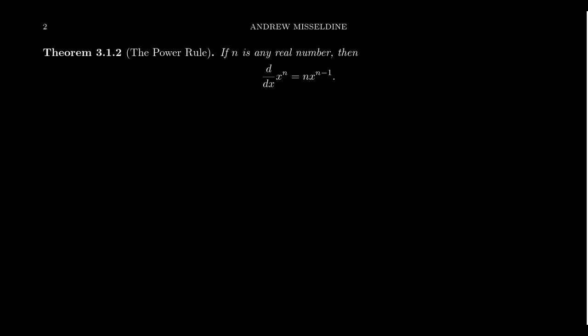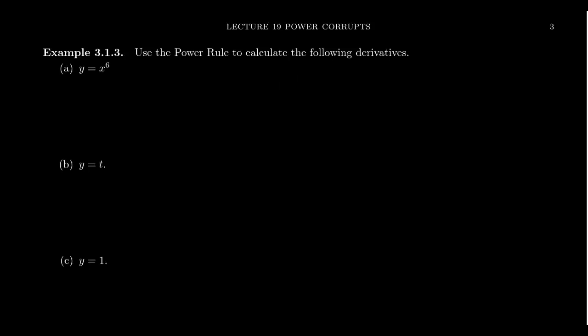Fortunately, we can use the power rule when n is any real number. That is, if x to the n is an arbitrary power function, x is our variable, which is the base, and n is any real number as the exponent, then the derivative of x to the n with respect to x will equal n times x to the n minus 1. We'll see the proof of the general power rule later in our series after we've developed a technique called logarithmic differentiation. So what I want to proceed to do is then show you how we can use the power rule to calculate the derivative of various power functions.